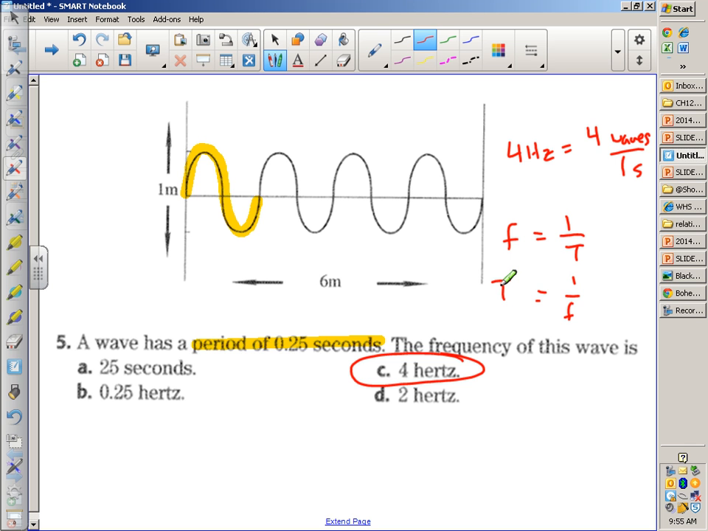Wait, so if you plug into the formula for frequency, it'd be 1 over 0.25? Right. So it's 1 divided by 0.25, or 1 divided by 1/4, right? Does that make sense? Yeah. And you have a complex fraction, but that simplifies into 4. All right, good there. Okay, let's pick it up from there.